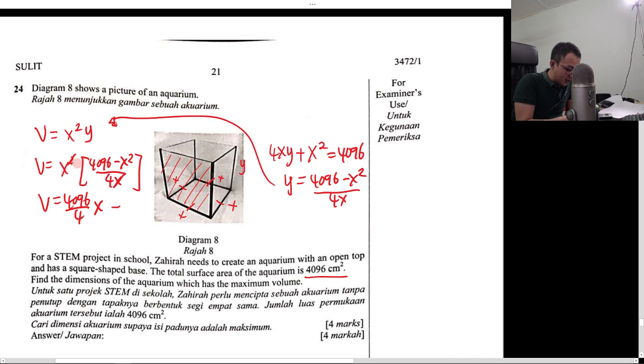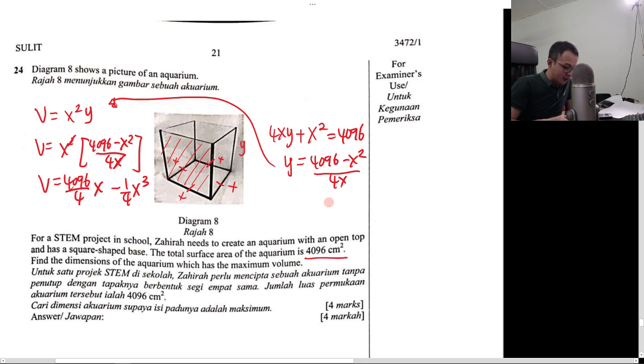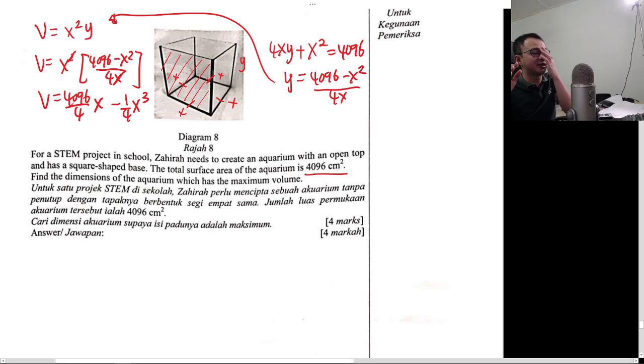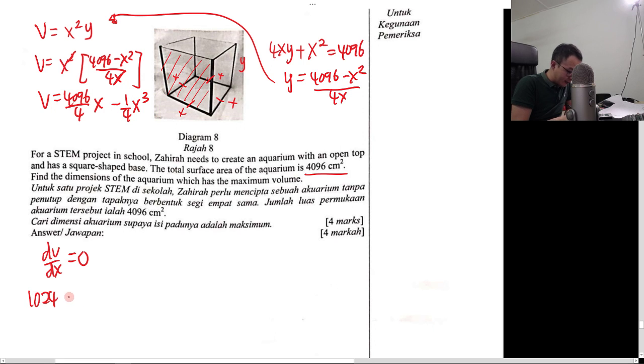This one, x times x is x cubed. I still have 4 at the bottom, so it's 1 over 4 x cubed. Because I write separately, it's easier to differentiate. If you write together, maybe you confuse yourself by doing the quotient rule. Then I will do dV/dx equals 0 because I see the word maximum. I differentiate this one. 4096 should be able to divide by 4, so I get 1024 minus 3 over 4 x squared equals 0.